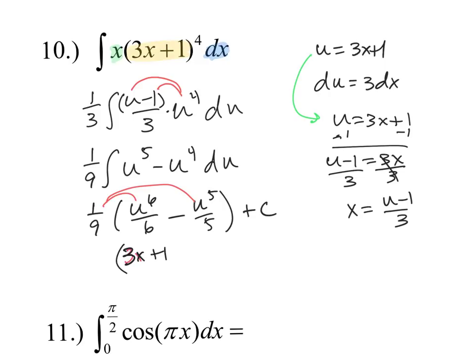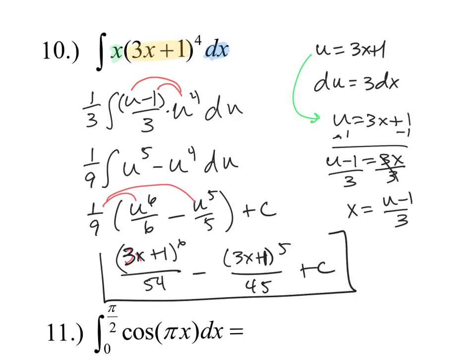plus 1 to the 6th power all over, remember we're taking 9 times 6, so that would be all over 54, and then minus, replacing u with 3x plus 1 again, that's to the 5th power all over, forgot my 1, to the 5th power, and then all over, now we're going to take 1/9 times 1/5, which would put a 45 down here in the denominator. And then don't forget your plus c. Final answer.